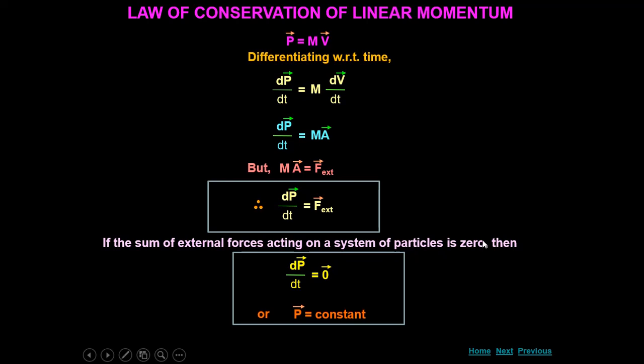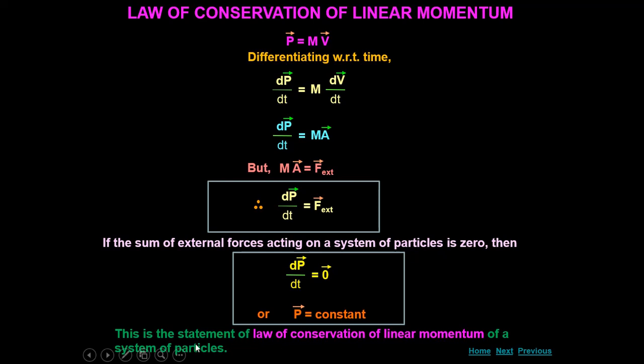There is a system, and inside that system there are many particles, n number of particles. If the total of the external forces acting on all those particles is 0, then there is no change in the momentum of that system. So dp/dt becomes equal to 0 if F external is equal to 0. So this is the conclusion. So this is the statement of the law of conservation of linear momentum of system of particles.